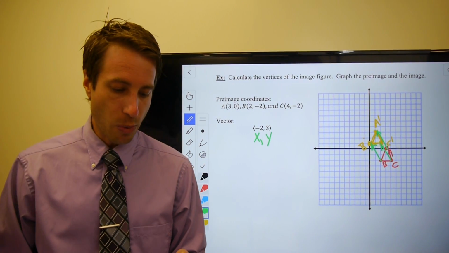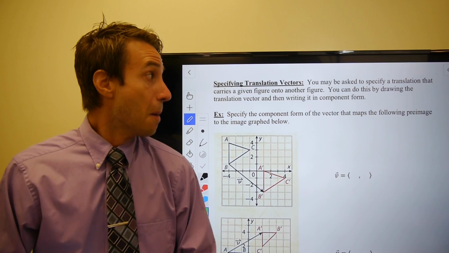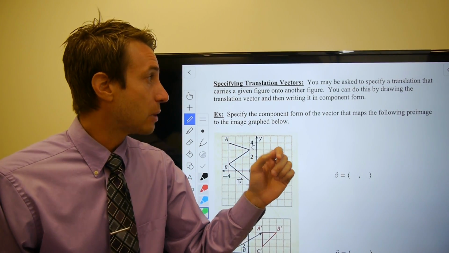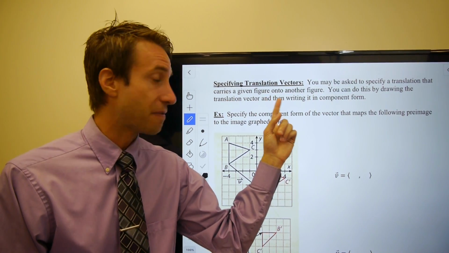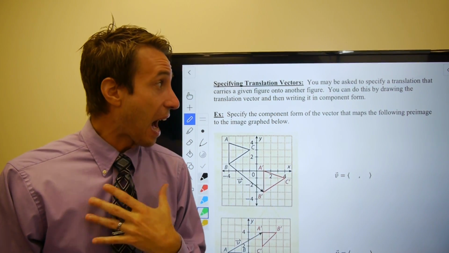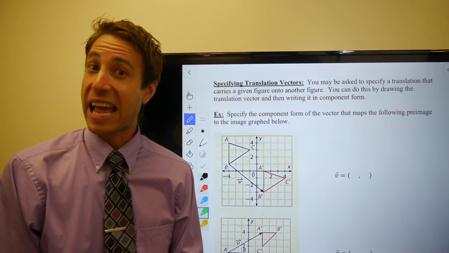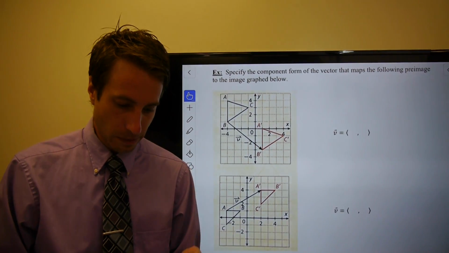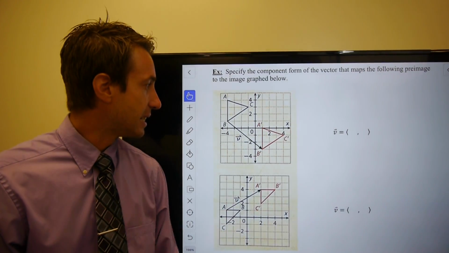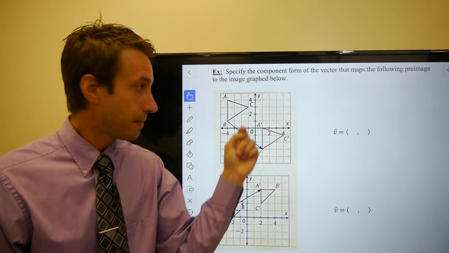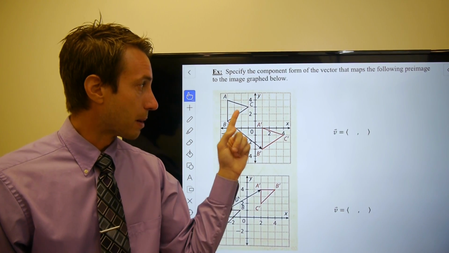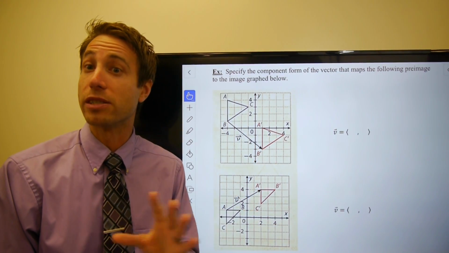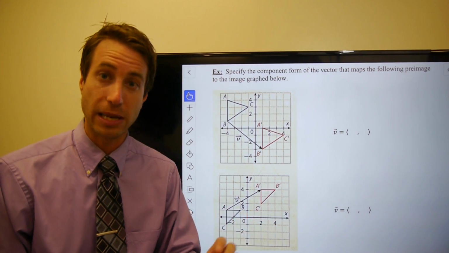All right, and finally, here's what we're going to do. As promised, I'm going to ask you to give me the translation vector if I've given you both the pre-image and the image. All right, so here we go. Take a look at this guy. Two of these, because again, really pretty easy. A, B, and C, A prime, B prime, and C prime. So this is my pre-image, this is my image.